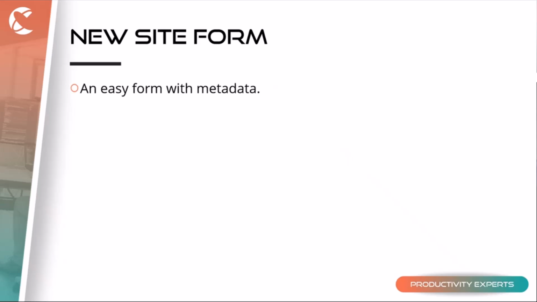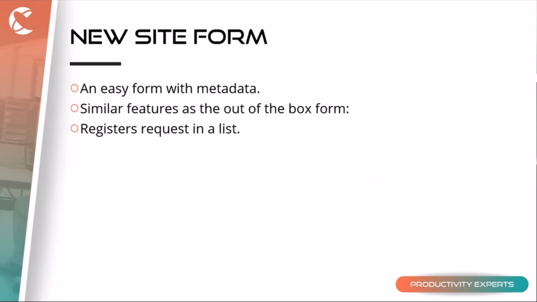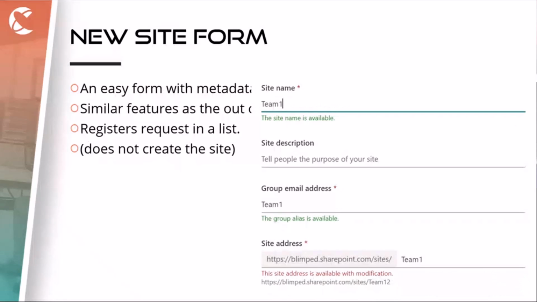What we need is an easy form with metadata, just like what we have seen. It should also have similar features as the out-of-the-box form, of which I have a picture right here. So I want to be able to write a name of the site and for it to validate if that URL is available to us, and to validate if that group mailbox is available to us. This I want to do.